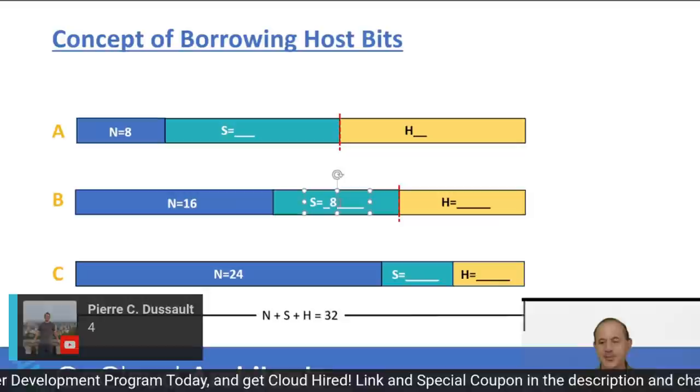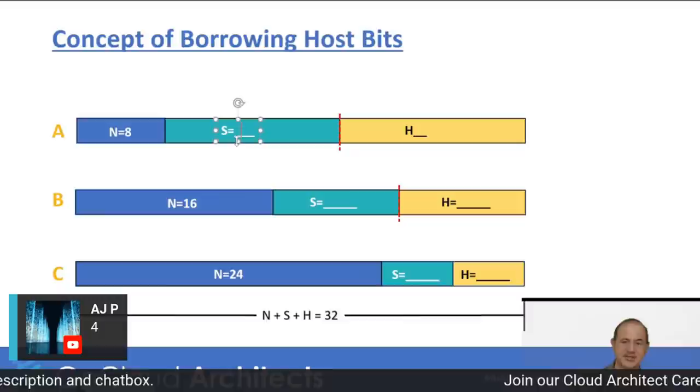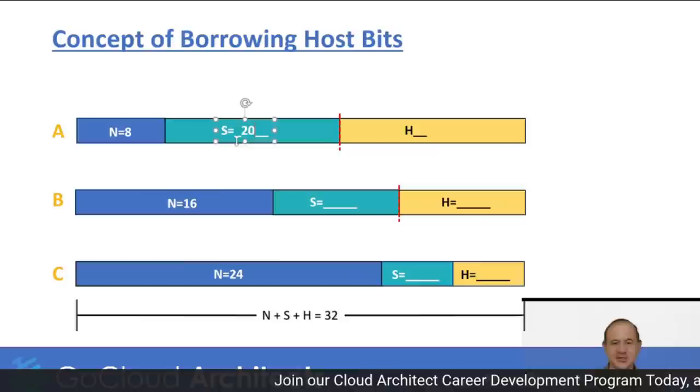So let's build you some more fundamentals. Let's go subnet down this class A address. It's got 8 bits of network, and I decided that I want to use 20 bits of subnet mask.